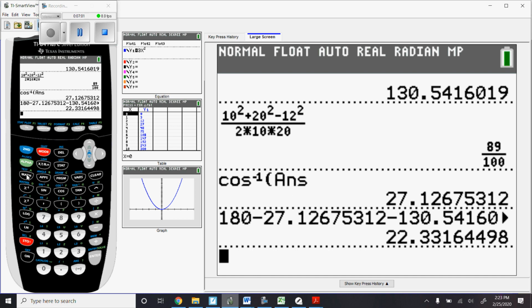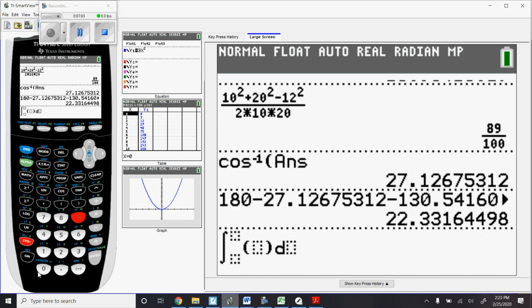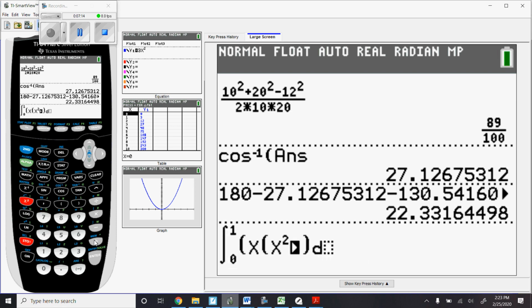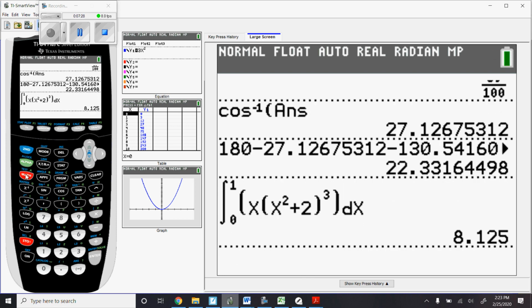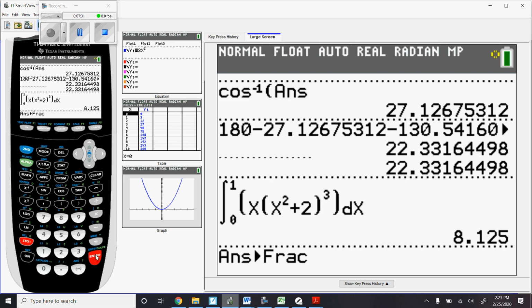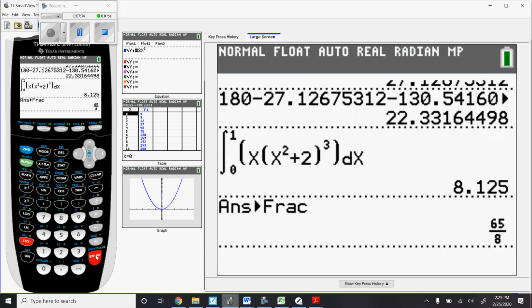And I type in that original integral, math 9, integral 0 to 1 of x times (x squared plus 2) cubed dx. And I get that answer. Change it to a fraction. I see that I was right. My answer is 65/8. So again, what's different here?